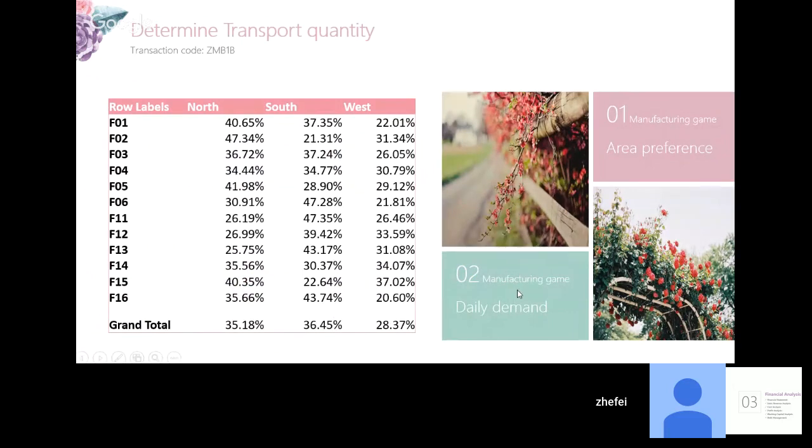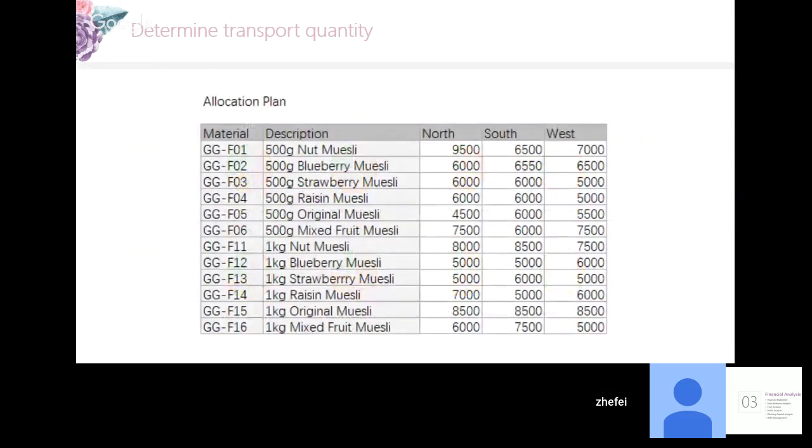In the second manufacturing game, I also considered the daily demand for each regional warehouse. On the basis of preference, I made tiny changes to the transfer quantities each round by daily demand to keep the same service level in each regional warehouse. The final allocation plan, which can also be used in the future, is shown as this one.